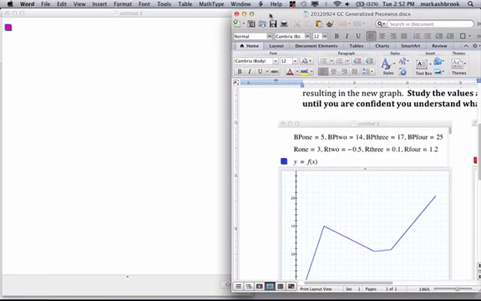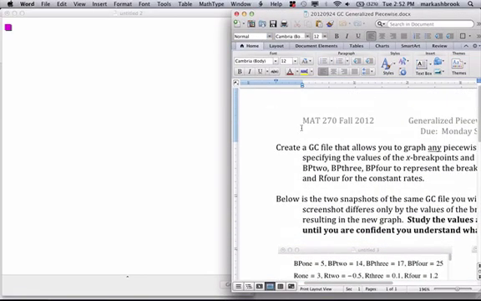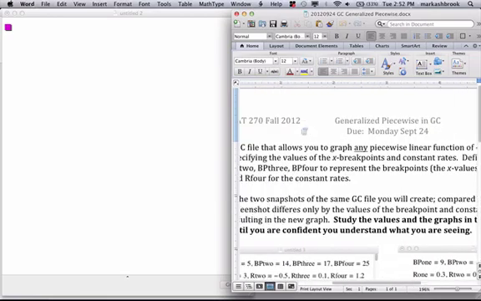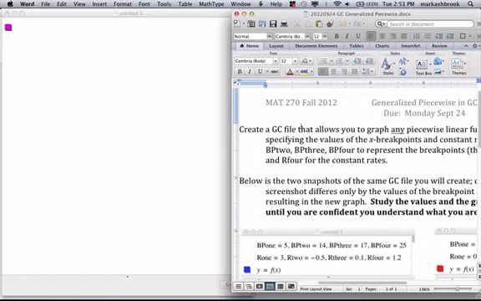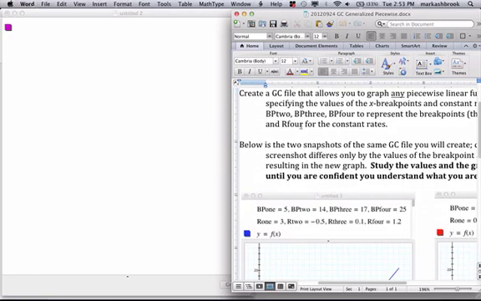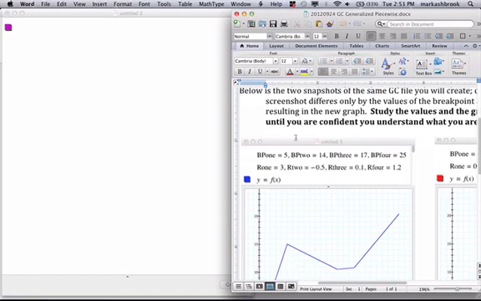Okay, I wanted to help you with this mini project from Monday's homework. It was due the 24th as part C, creating this graphing calculator file. The point of this is to graph. We can set these parameters here in the first two lines, and it will graph any piecewise function according to those parameters just by hitting graph.